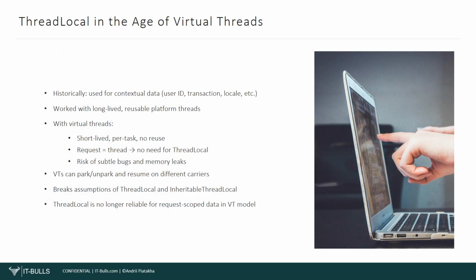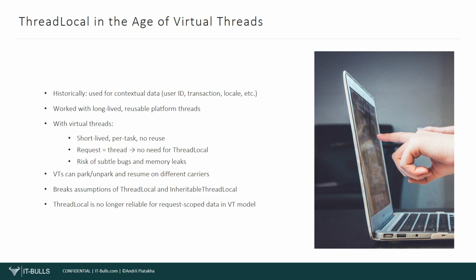Let's now turn our attention to an important but often overlooked aspect of thread management, the use of ThreadLocal, and how its role has fundamentally changed in the world of virtual threads. Historically, ThreadLocal has been a convenient mechanism for associating contextual data with a thread, whether it was a user ID, a transaction context, a security token, or a locale. Developers often use ThreadLocal to avoid passing context explicitly through every method call. In the platform thread model, where threads were long-lived, often reused across multiple tasks, this approach was quite natural.